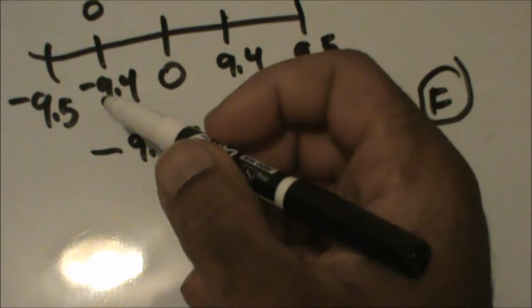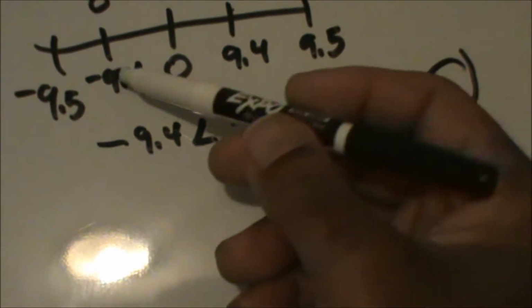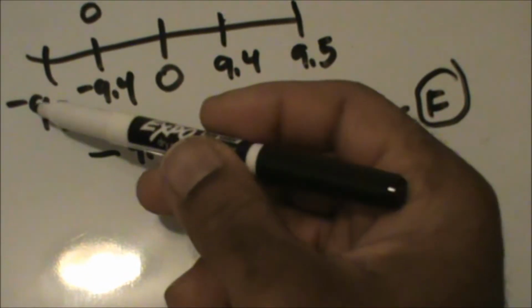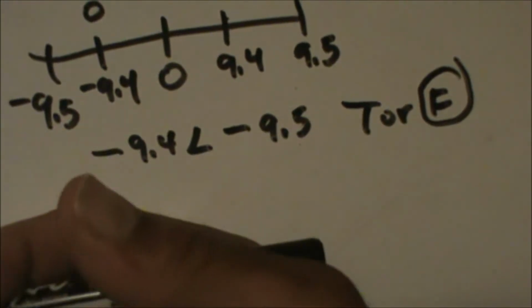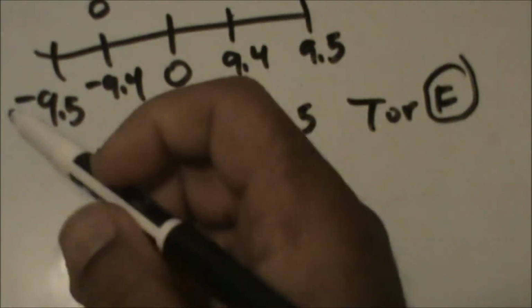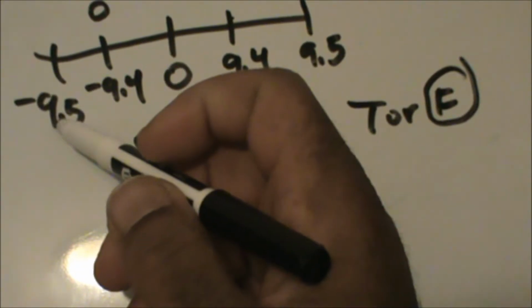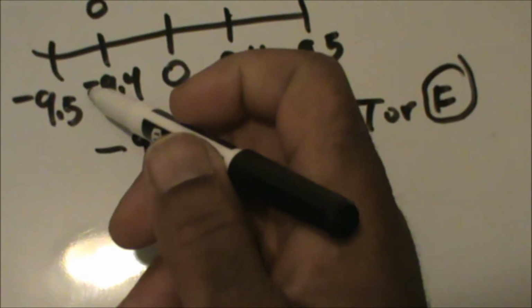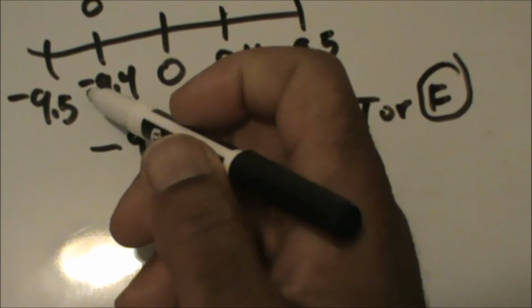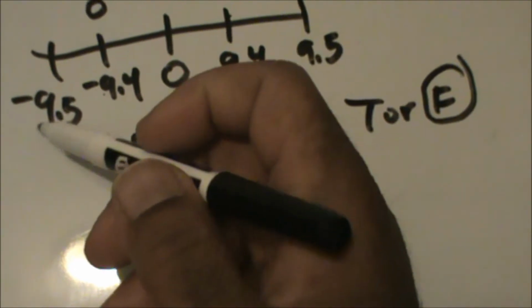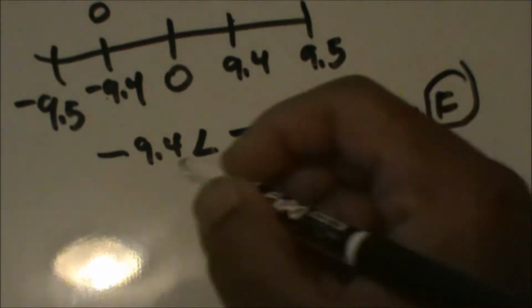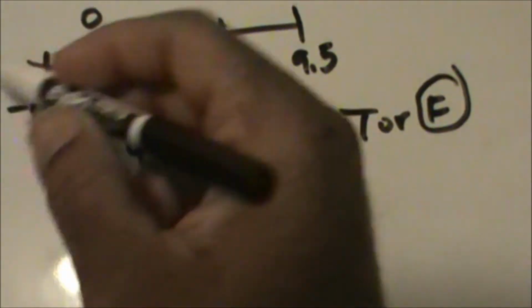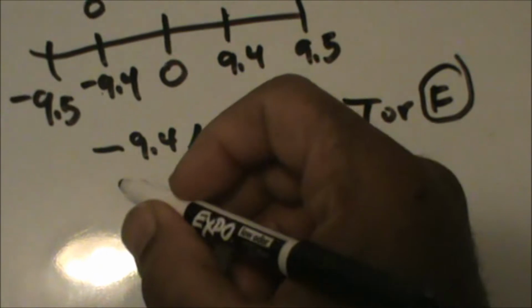You remember when I was telling you that in the negatives, the higher numbers go to the left, they become lesser in value. So negative 9.5 is not greater than negative 9.4. Actually, negative 9.4 is greater than negative 9.5. In this case, this is a false statement, so it can't go this way. So let's try the other side.